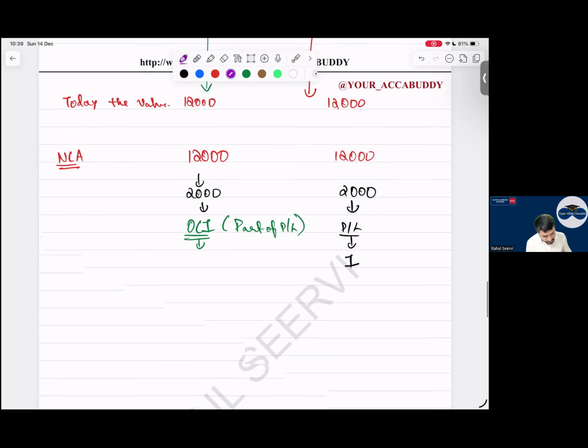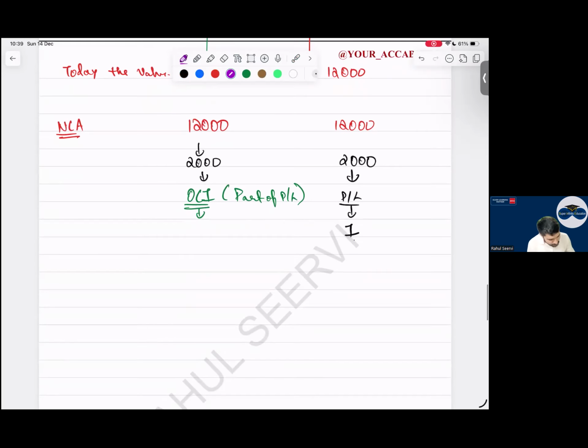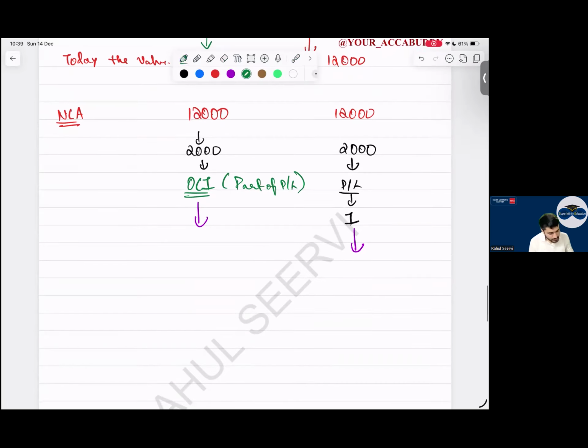Now a question to everyone. From P&L, where will it go? From P&L, it will go to the balance sheet. Where will it go? Retained earnings. Retained earnings. And this OCI, where will it go? Other components of equity.